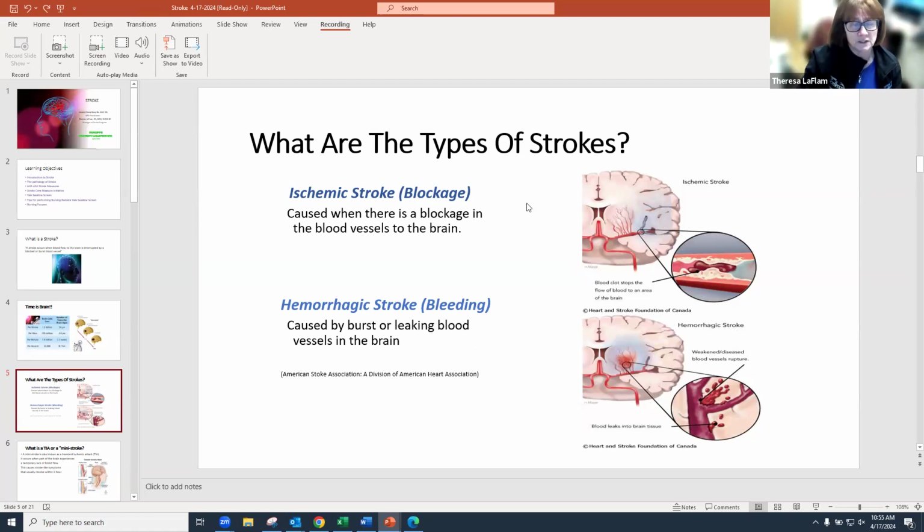For us in the United States, when we look at our data, 85% of all strokes are ischemic strokes, which are the blockage ones. So that's the ones we see mostly. The hemorrhagic strokes occur probably 15% of the time. So we do see them, but we see a lot less of those patients or those types of strokes.